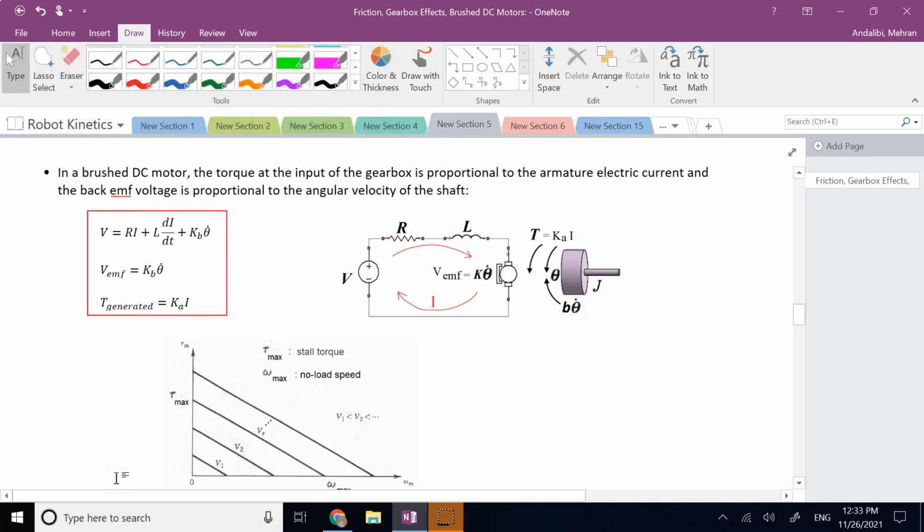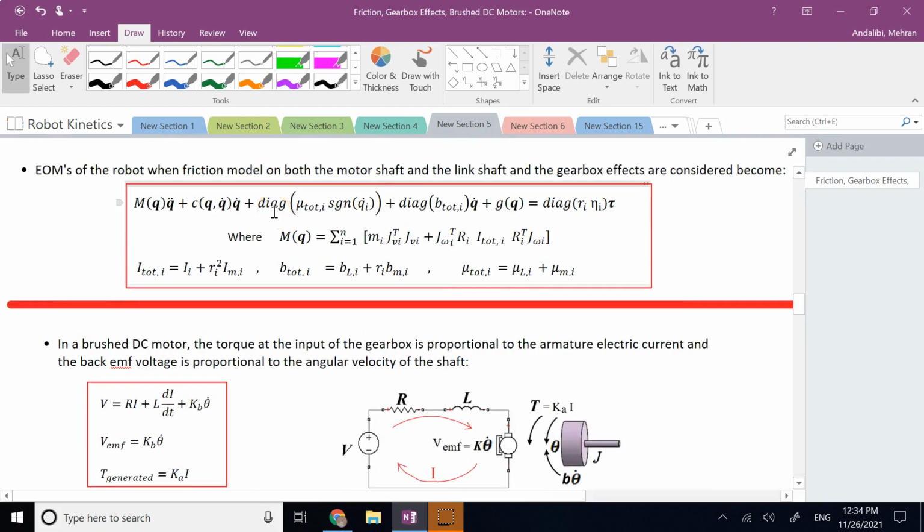Hello everyone. In this video we are going to look at the effects of dynamics of a brushed DC motor on the equations of motion for an N-link robotic arm. If you remember, in the previous video we derived the equation of motion for an N-link robotic arm after adding the effects of friction and the gearbox. We added some terms, changed the B coefficient to add the viscous friction, added the Coulombic friction, and changed the D matrix into the M matrix.